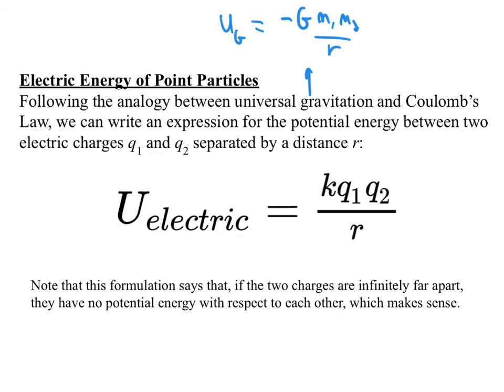Notice we've picked some formulations here. This formulation says if two charges are infinitely far apart, they have no potential energy with respect to each other. In other words, if they're infinitely far apart, they're not going to interact, so it makes sense that they're not going to influence each other's movement. But do remember that potential energies can be defined zero anywhere you want, because all we really have formulas for are changes of potential energy. And this is a particular choice where we say it's zero when they're infinitely far apart.